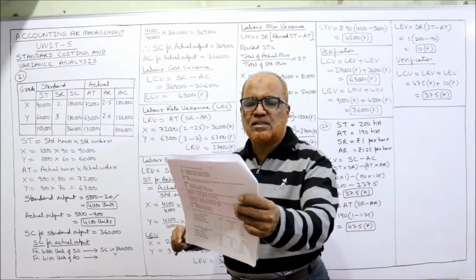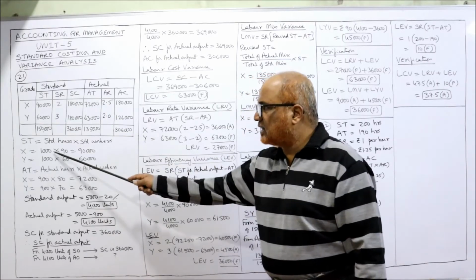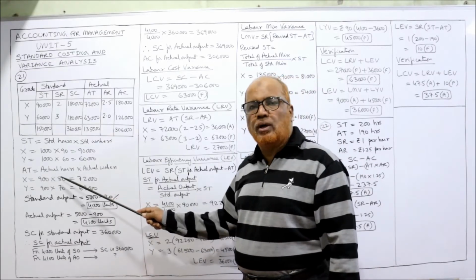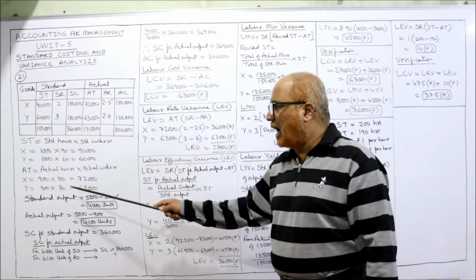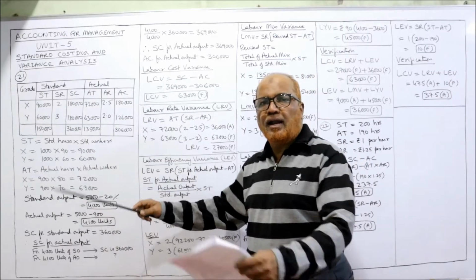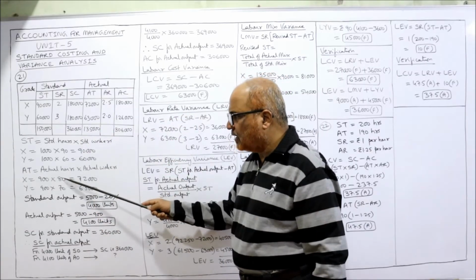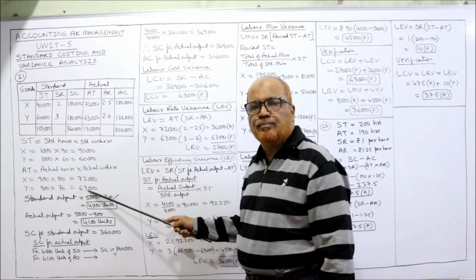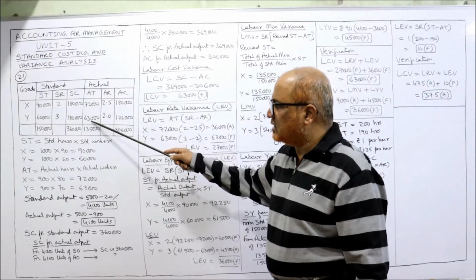Actually, how many hours have the workers worked? 900 hours. Standard 1000, but actual are only 900. So actual time is equal to actual hours into actual number of workers. So actual hours are 900 and actual number of workers are 80 and 70 given in the problem. Multiply, we will get 72,000 and 63,000. This is the actual time.